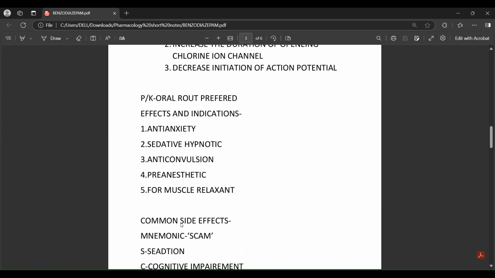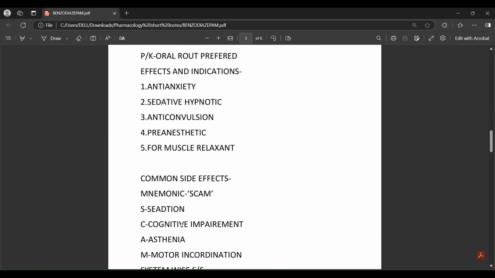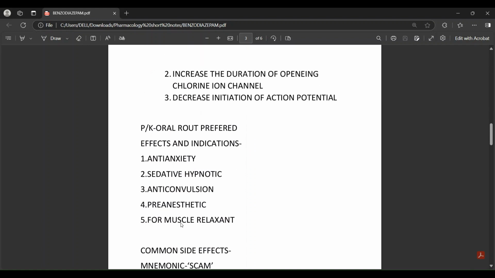What is the pharmacokinetics of benzodiazepine? Usually the oral route is preferred, so we take benzodiazepine orally. Effects and indications: anti-anxiety, sedative hypnotic, anticonvulsant or anti-epileptic, pre-anesthetic, and muscle relaxant. For these five indications, we could use benzodiazepine.